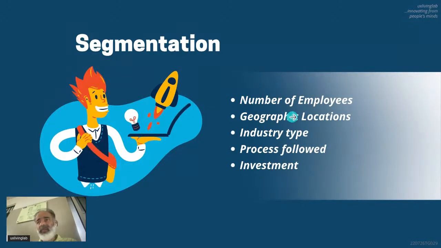Also, you can add any other segmentation if required. Anyway, you have to segment them into groups. That is very important. What we suggest is you can segment based on number of employees, geographic locations, industry types, process followed, and investments. These are the main segmentations we can follow.